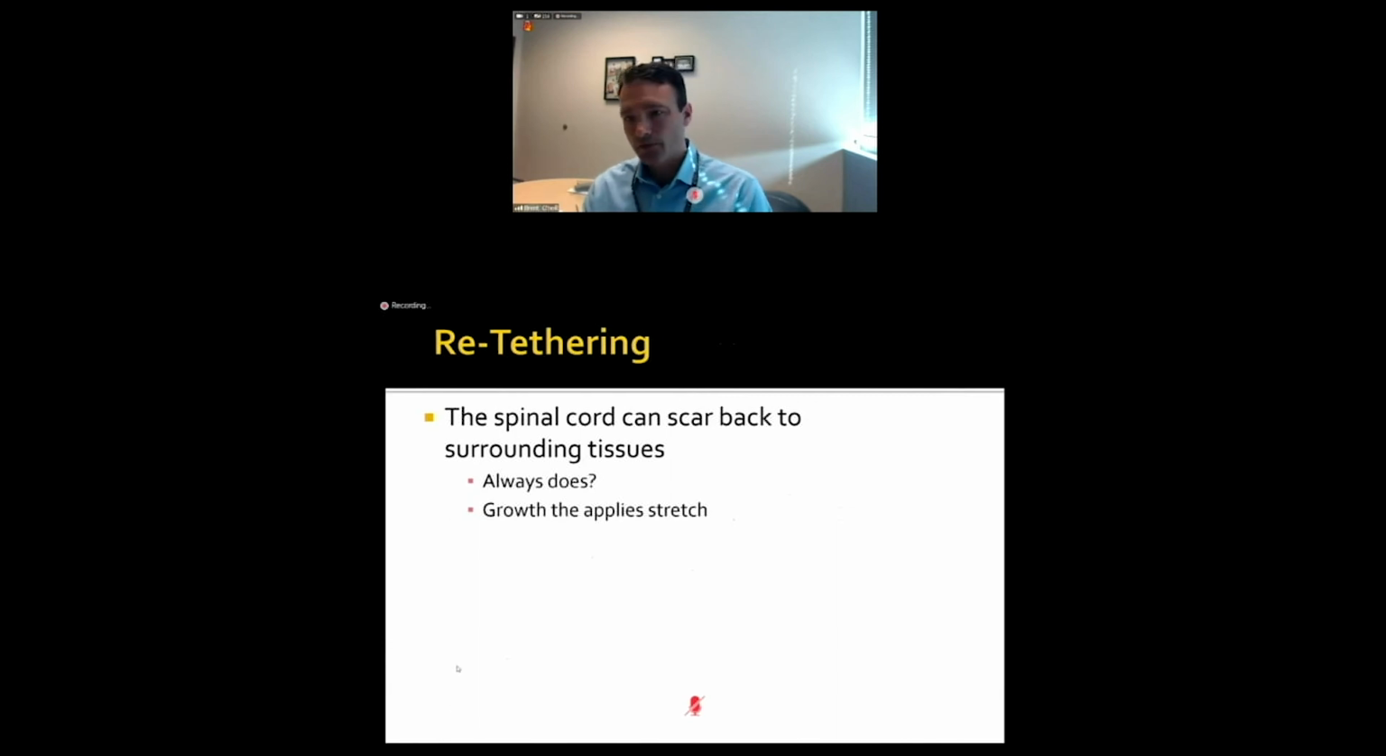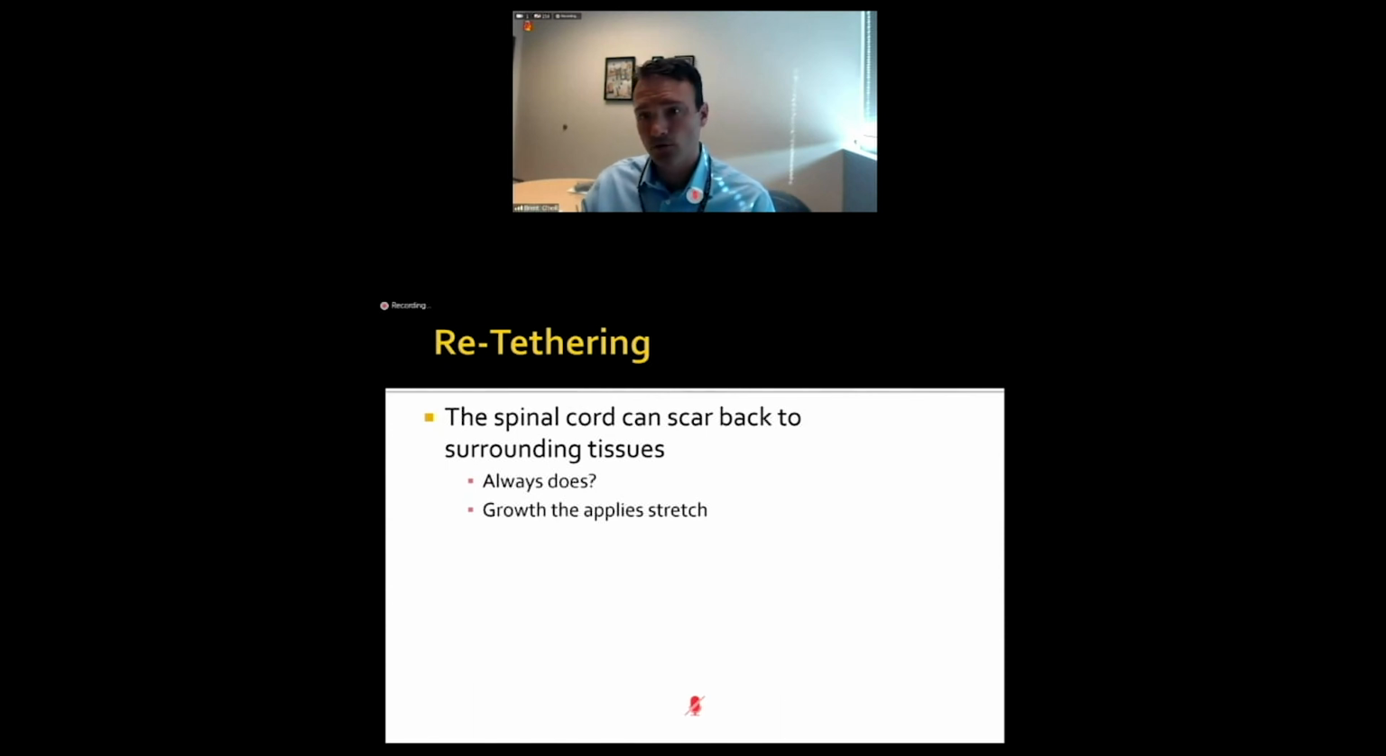So on to retethering of the spinal cord. When we do a detethering operation, especially in complex lesions, the spinal cord can scar back to the tissues around it. And then as the child grows, that can cause new symptoms related to retethering. We think that maybe it always scars back, and so it can be tough to sort out whether this is really happening or not.